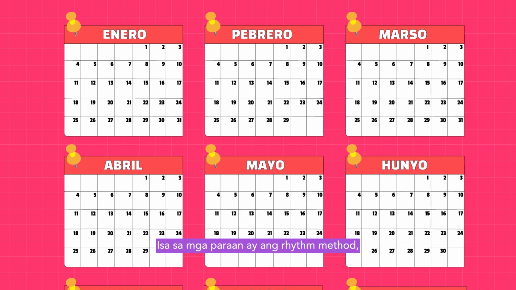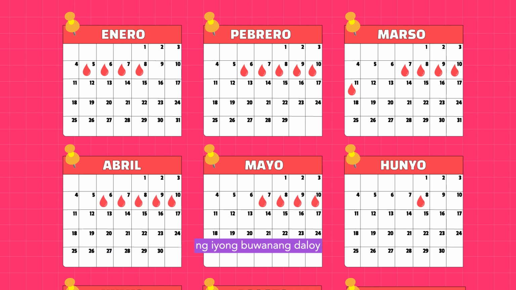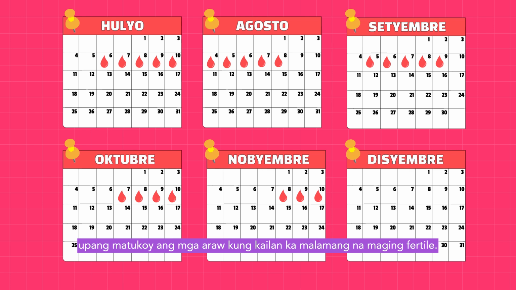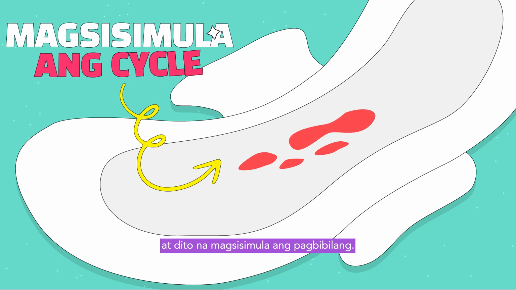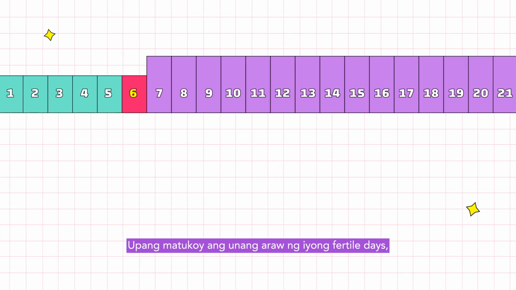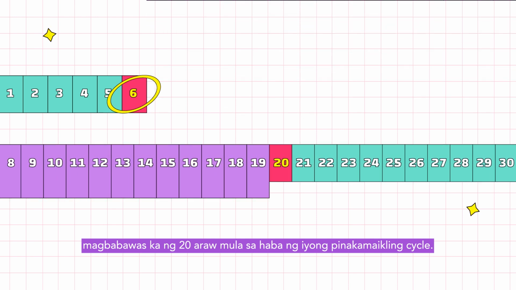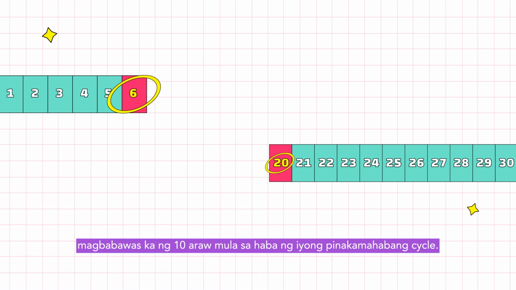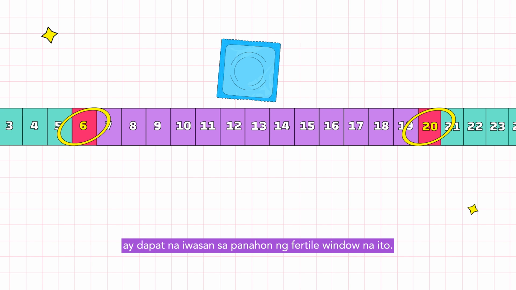One of these methods is the rhythm method, which requires you to track and record the patterns of your menstrual cycle for at least 6 to 12 cycles to determine the days when you are likely to be fertile. A menstrual cycle begins on the first day of your period, and this is when the count begins. To determine the first day of your fertile days, you will subtract 20 days from the length of your shortest cycle. To determine the end of your fertile days, you will subtract 10 days from the length of your longest cycle. Unprotected sex should be avoided during this fertile window.